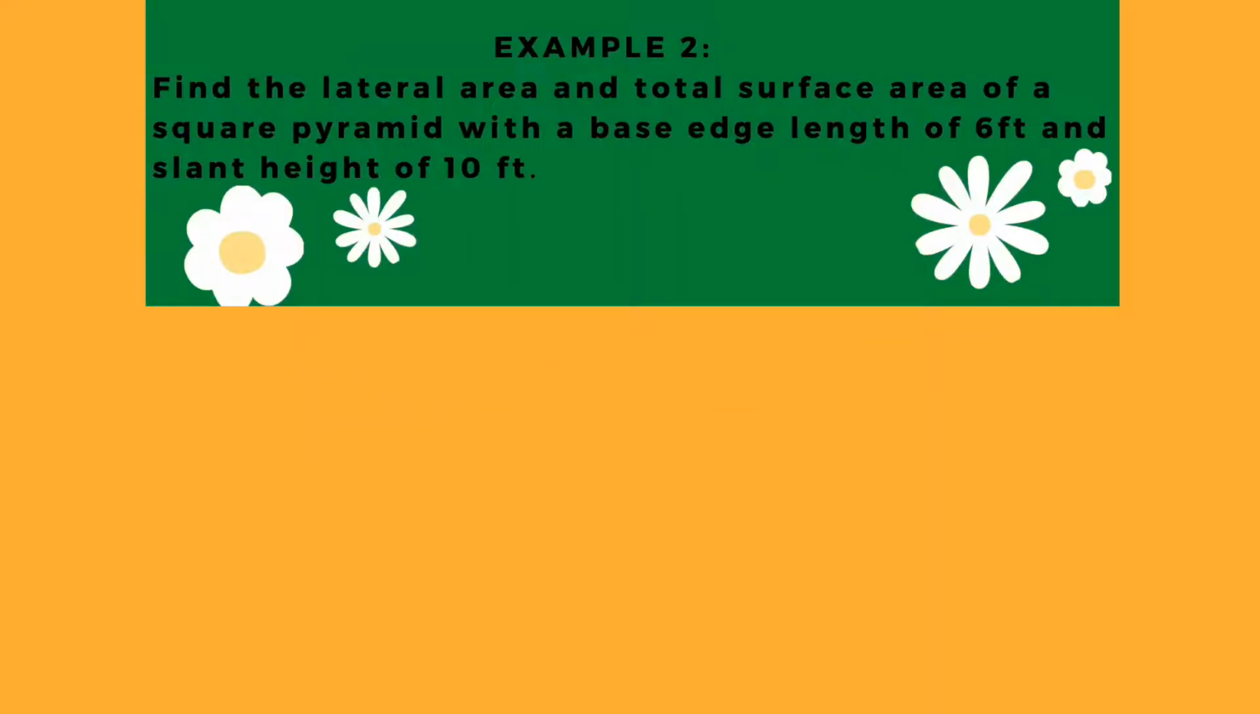Alright, so example 2, I ask you again to find the lateral area and total surface area of a square pyramid with a base edge length of 6 feet and a slant height of 10 feet. The last one I showed you how to find both of them from one formula. Just so you can see, I'm going to go ahead and use both formulas in this example. So I'm going to need the lateral formula where it is LP divided by 2. And then my total surface area is LP divided by 2. And then we add in that capital B, that area of the base.